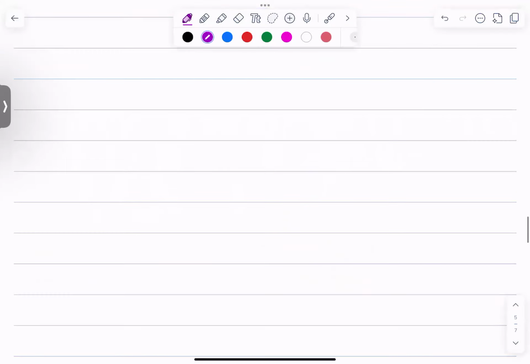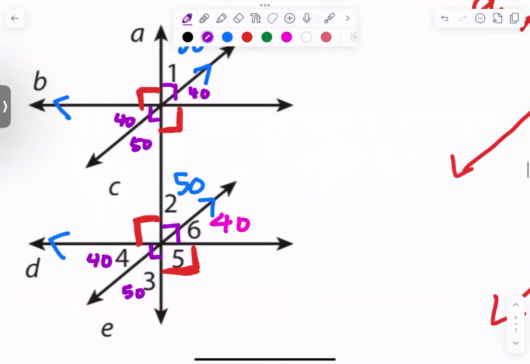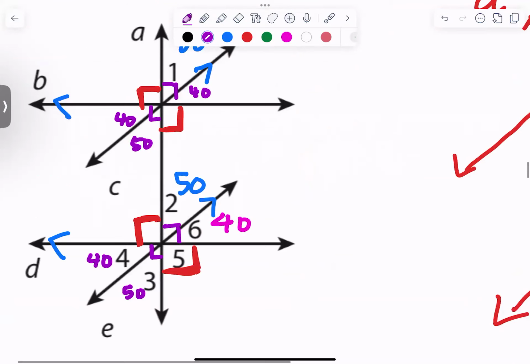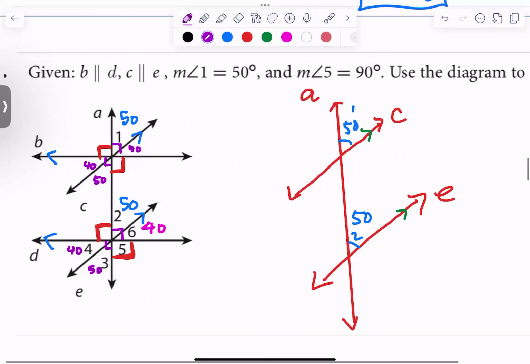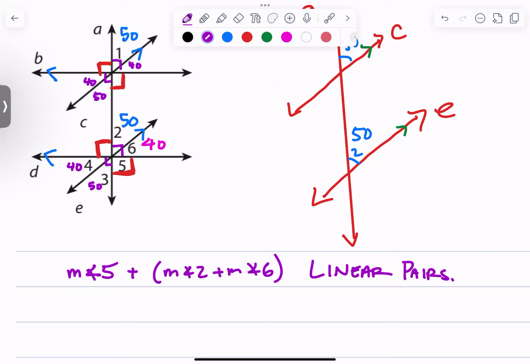And that is the lesson for today, class. Angle 5 plus the sum of angle 2 plus angle 6, they are linear pairs. So there are a pair of angles, two angles that add up to 180 or that make up a line, right?